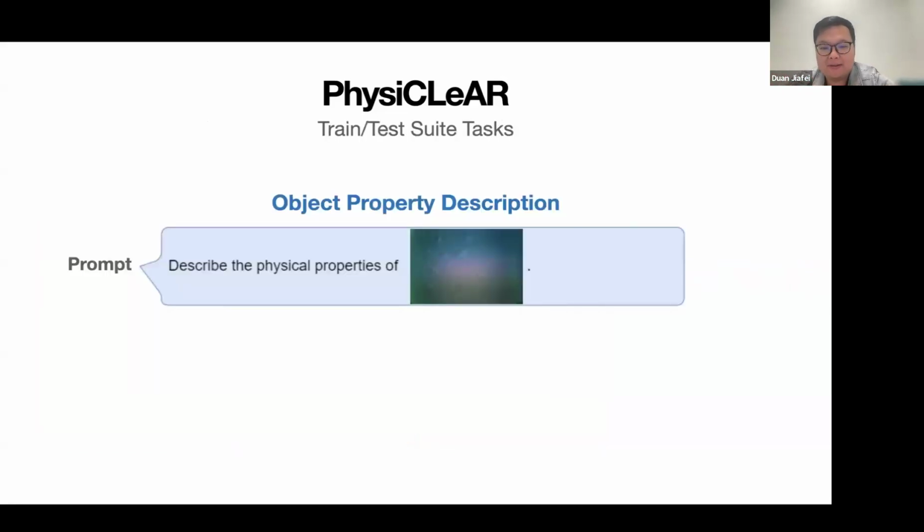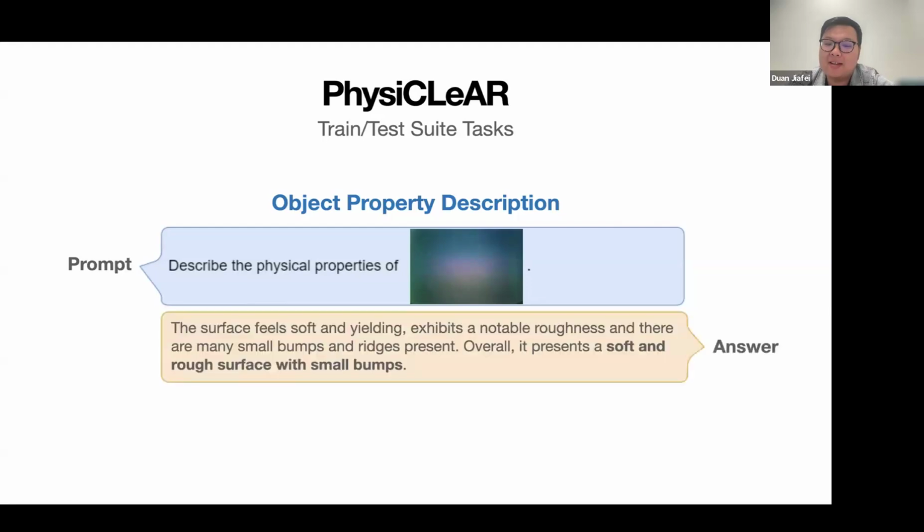So I will cover a few. For object property description, if the prompt is to describe the property of this object, Octopi will be able to tell you that this object is soft and has a rough surface with small bumps.